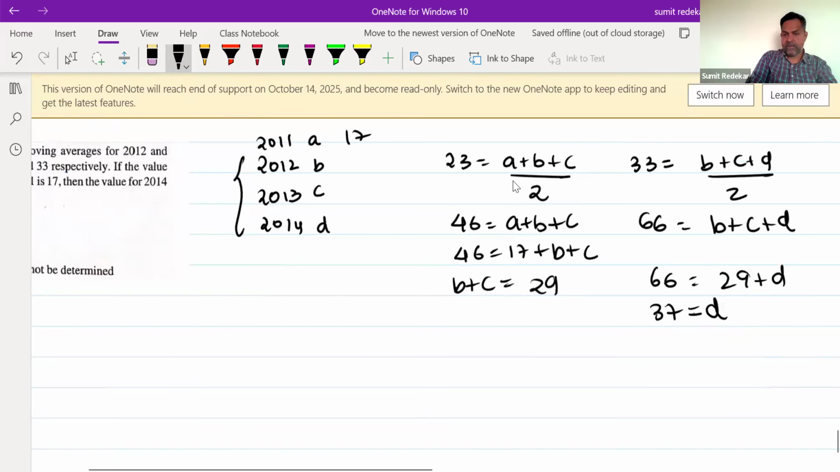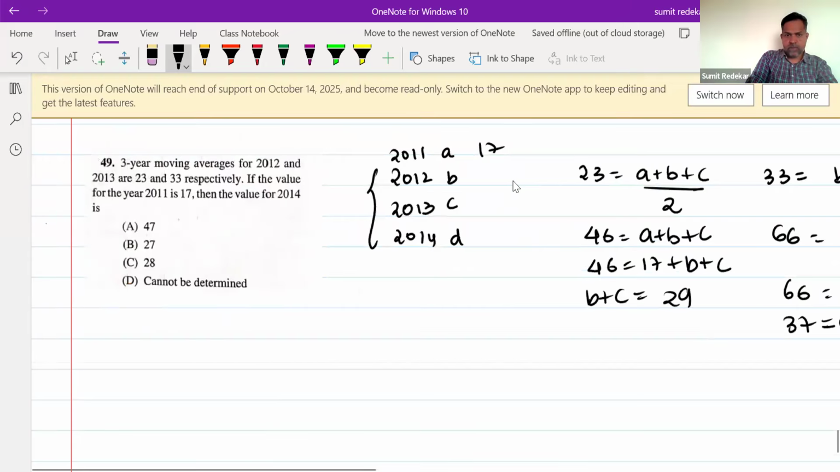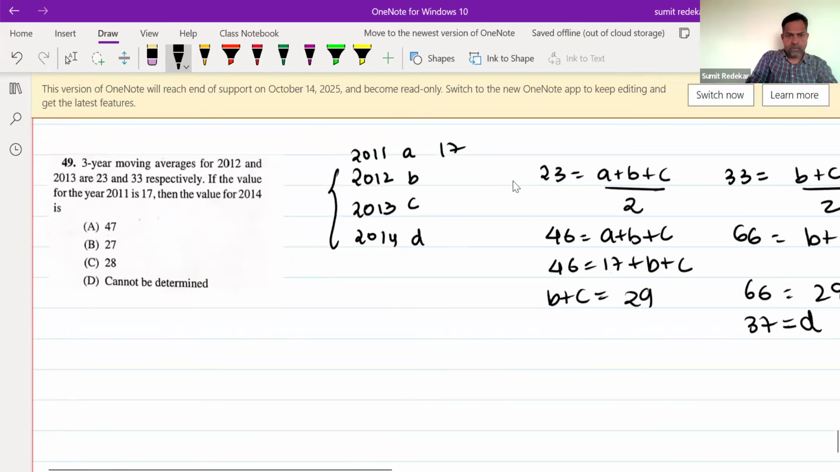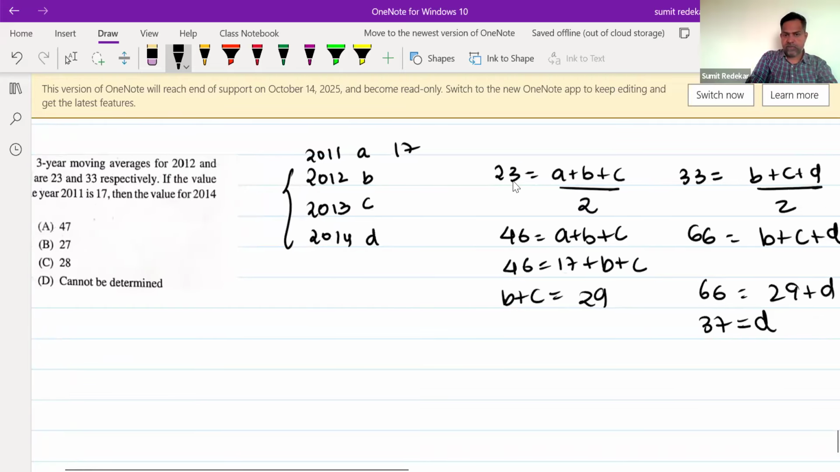1 minute. कुछ गलत लिखा है क्या मैंने? Is there any value that I wrote wrongly? क्योंकि 37 cannot be determined है. None of these नहीं है ऑप्शन में.